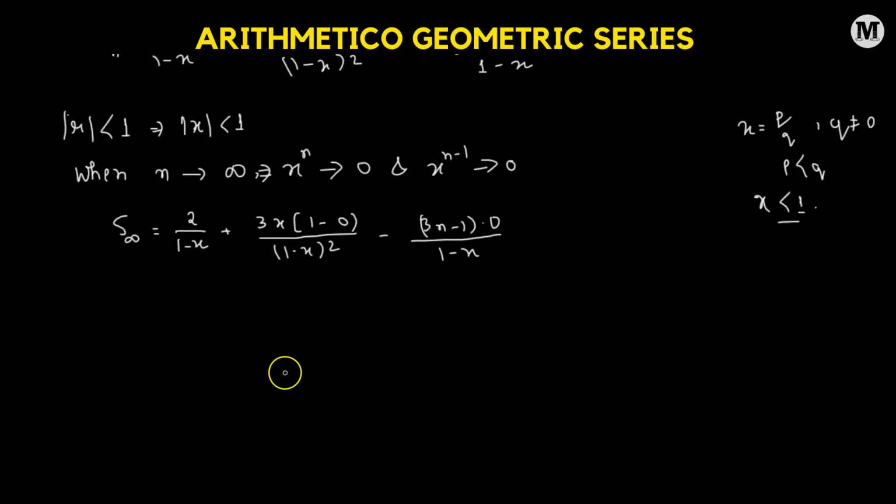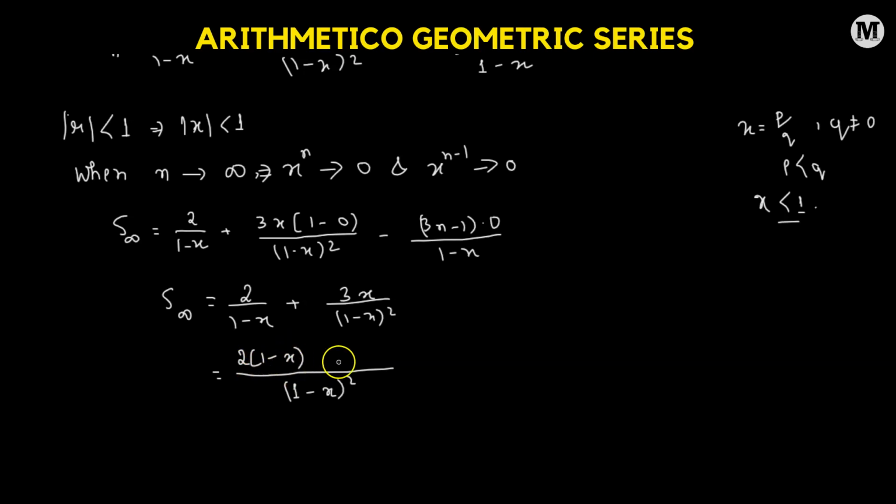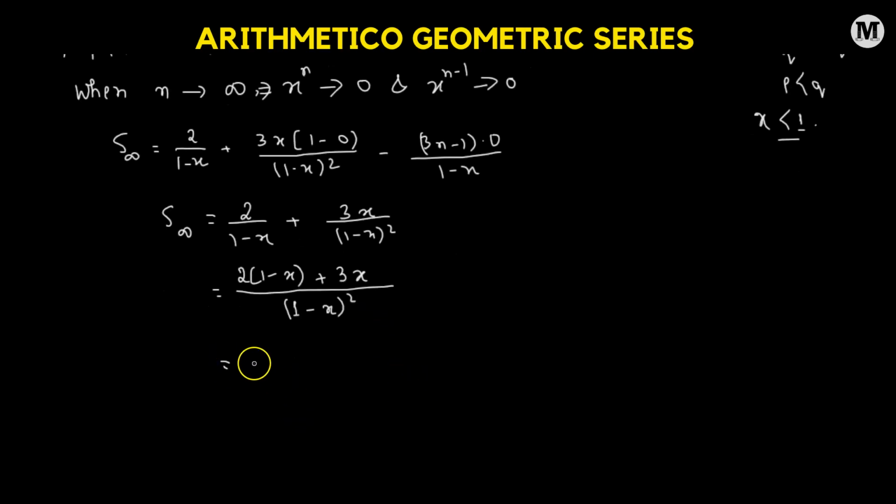We can further simplify. We get S infinity, the sum up to infinite terms, that will be 2 over 1 minus x added to 3x over 1 minus x whole square. Let's combine them. We are going to get a common denominator of 1 minus x, and we're going to square this value. Then in the numerator, we have 2 multiplied to 1 minus x added to 3 times x. So we have 2 minus 2x plus 3x, so that's going to give us positive x. So we have 2 plus x divided by 1 minus x whole squared. So this is going to be the sum to infinite terms of the arithmetico-geometric series.